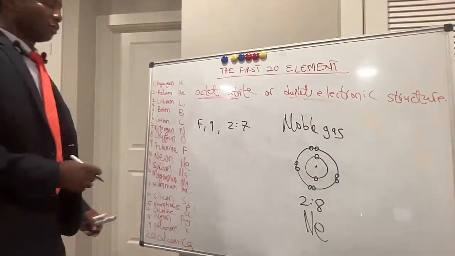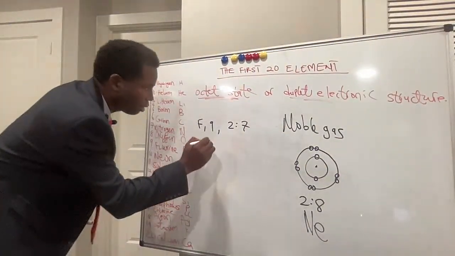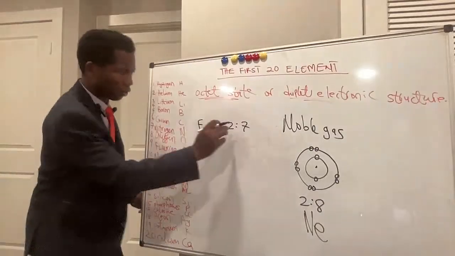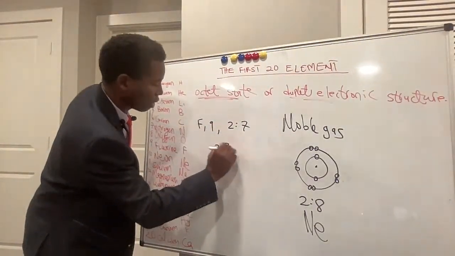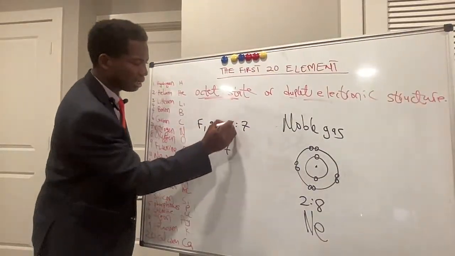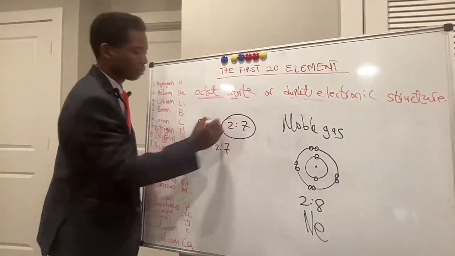2.7. So chlorine, this is chlorine. Don't forget, this is chlorine. So chlorine will now be 2.8.7. This is the electronic configuration of chlorine.